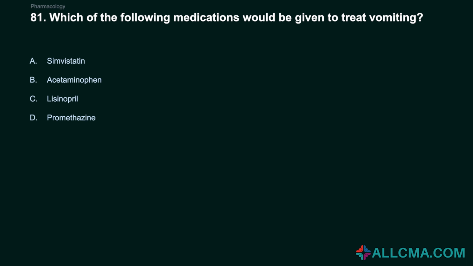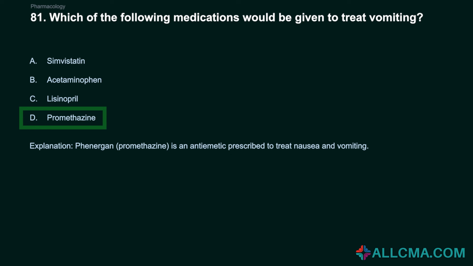81. Which of the following medications would be given to treat vomiting? A. Simvastatin. B. Acetaminophen. C. Lisinopril. D. Promethazine. Correct answer: D. Promethazine. Phenergan, promethazine, is an antiemetic prescribed to treat nausea and vomiting.